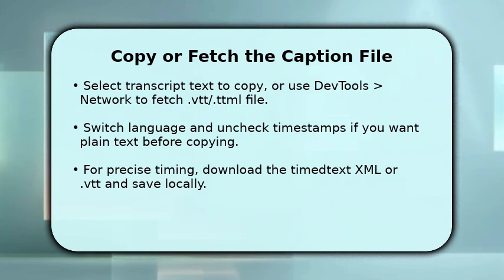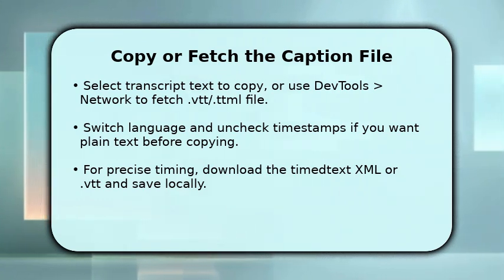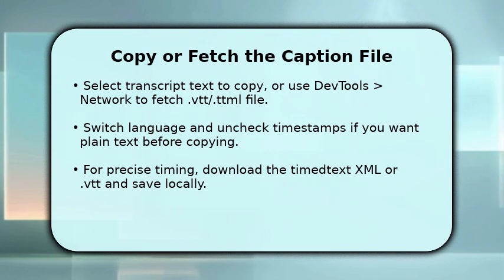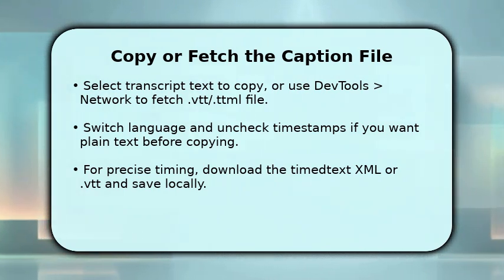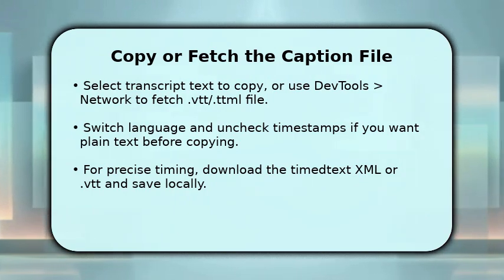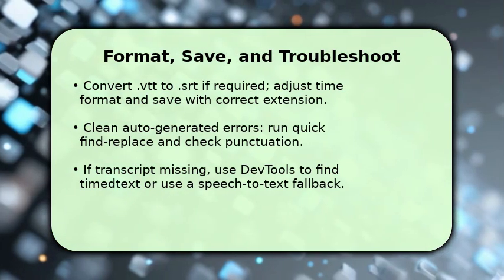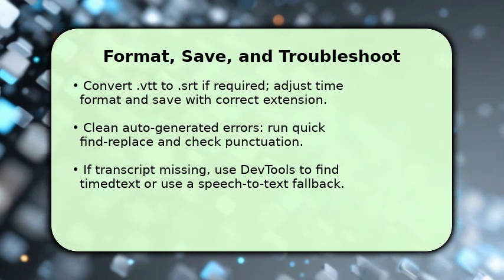If you need timings or cleaner formatting, open Developer Tools, reload the page, filter Network for timedtext or VTT, and download the response. You do this because the downloaded file preserves timestamps and formatting for subtitle editors, or SRT conversion. Finish by converting and saving the captions in your desired format.